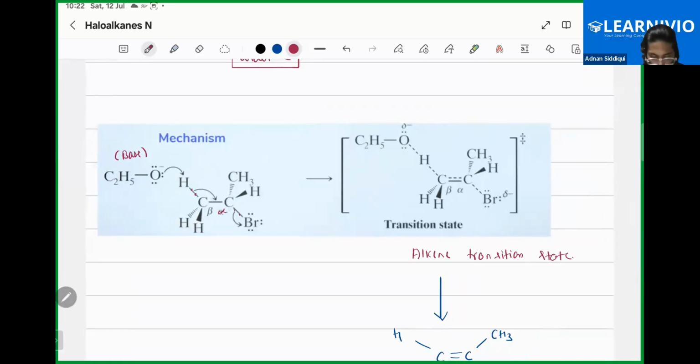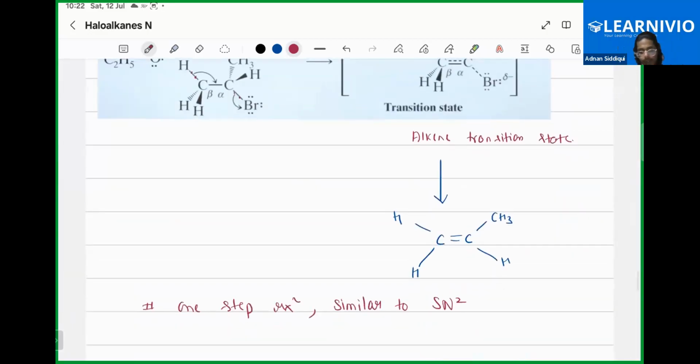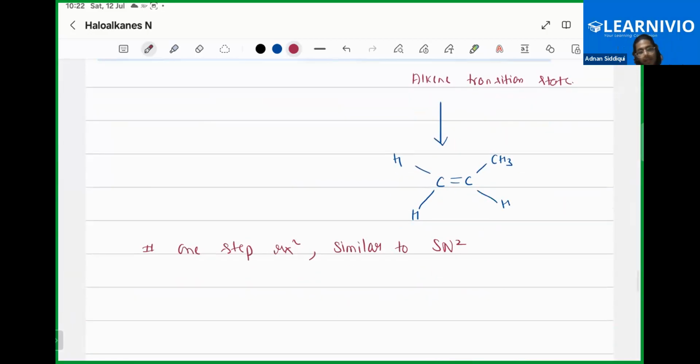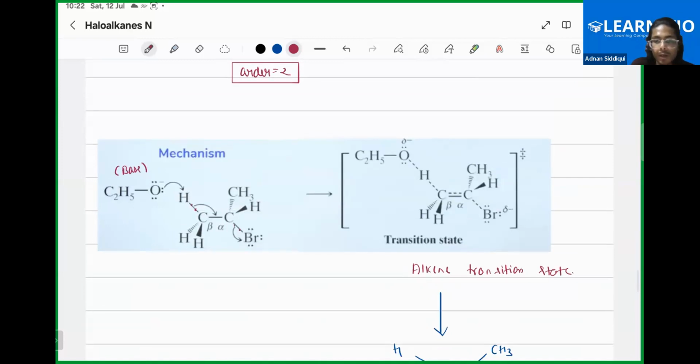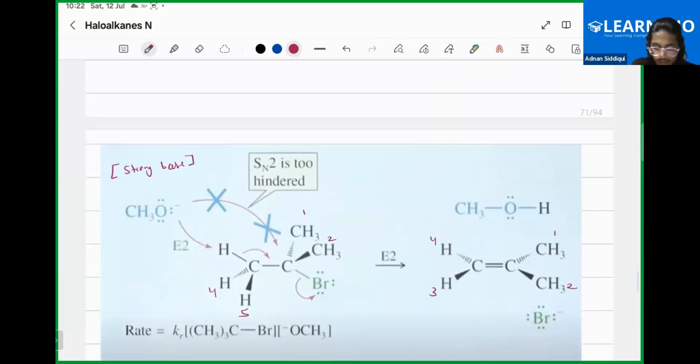This is your alpha carbon because it is directly attached to bromine. And the next carbon is the beta carbon. And from the beta carbon, you are going to eliminate what? Hydrogen, a proton. And you will get your alkene. Again, it is similar to our SN2 reaction. So it is again a single step reaction. You are not going to see any intermediates. Base will come, abstract the proton and give you the product. That's it.